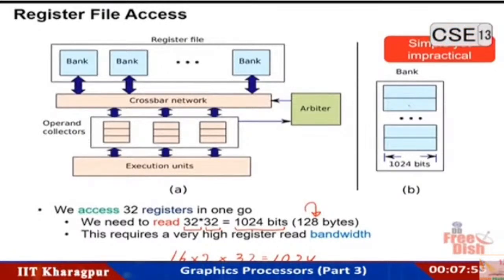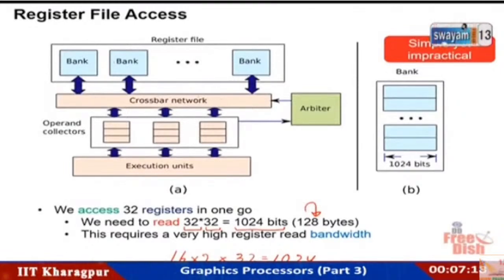A simple yet impractical solution could be that we just have a register file bank. A bank is nothing but a sub-register file. Each entry could be 1024 bits, where all the information is kept together. This is impractical, because we don't know in advance which registers we'll access and whether they'll all be kept at the same place or not. So this doesn't work that way. And also reading out so much data takes a lot of time.